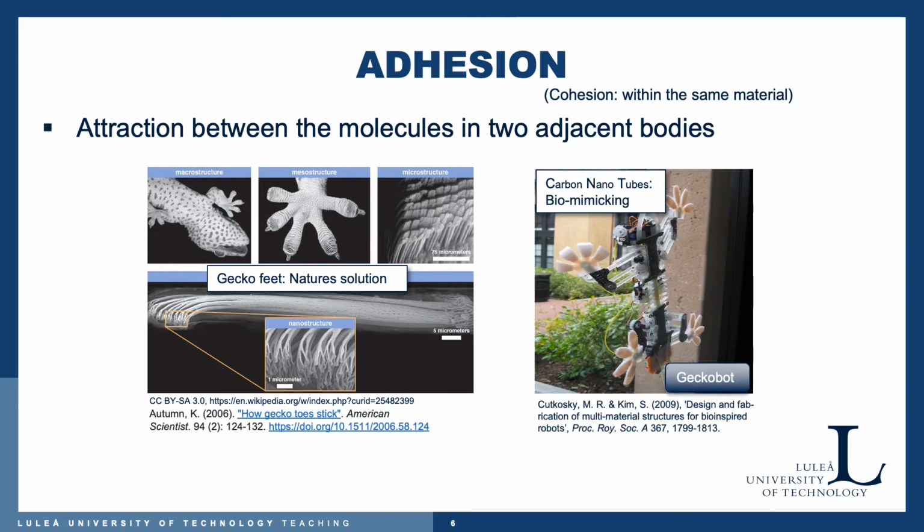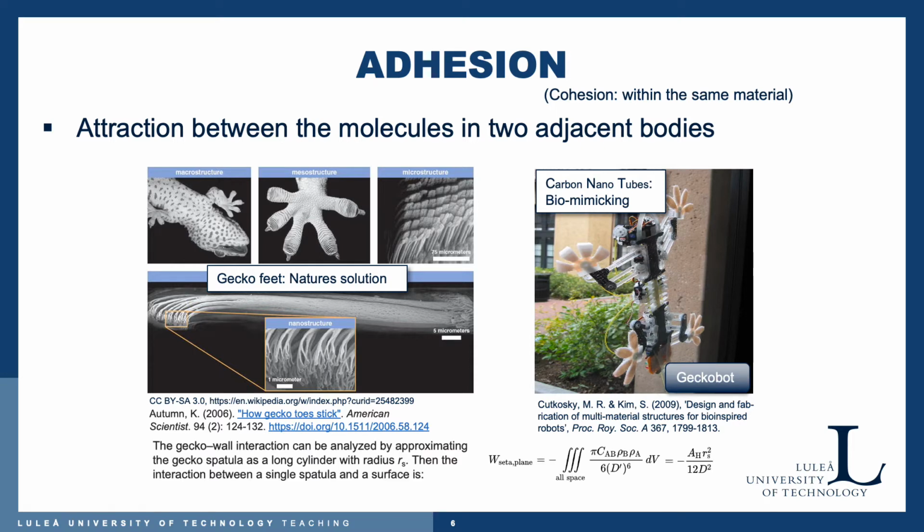This has been mimicked by carbon nanotubes, and this guy is called the GeckoBot. In the paper I give reference to here, they are discussing the development and fabrication of the actual fibers, the adhesive feet of this GeckoBot. It turns out that this gecko wall interaction can be analyzed by approximating these spatulas, as they call these fibers, as a long cylinder with a radius r. The interaction of a single one of them with the surface is given by this integral, which is over all space, and it can actually be computed, and there is an analytical number given here. You can find more about this in the paper, of course.